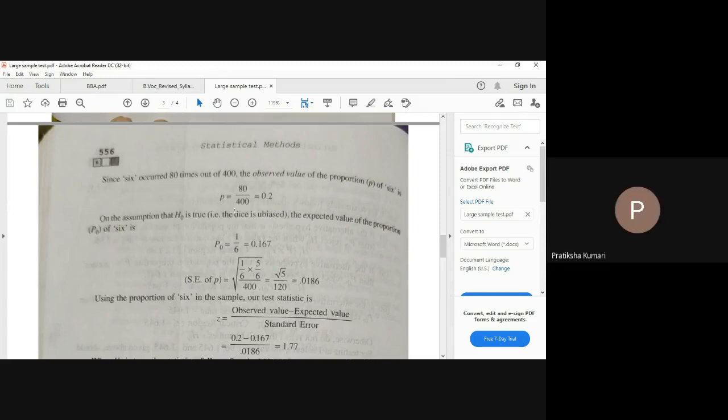Ma'am, this 80 by 400 is the original value. Yes. But then, to prove that the dice is showing the real result and is unbiased, we have to see that P is 1 by 6. Yes, that is our null hypothesis. We have assumed that, right? Now, with the help of the formula, that is the formula of small z, we will see whether our assumption is correct or not. It's like that.